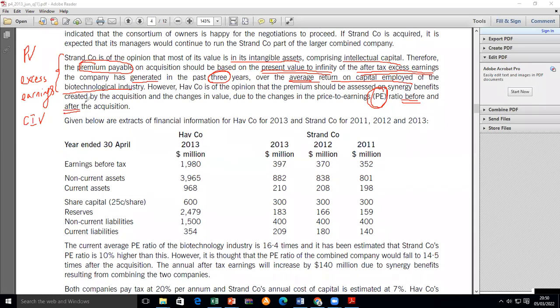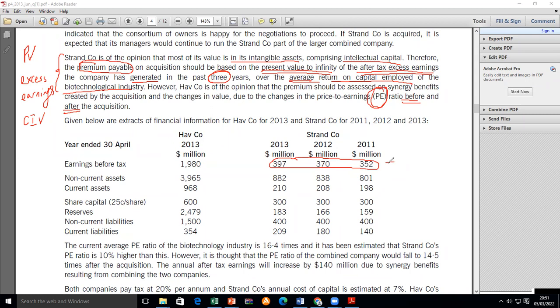Now you see, when you look at this question, the marks are very few. So I'm going to go by the first method. They say these are the earnings, and these are before tax. So you add up these earnings. Then you look at the excess earnings.